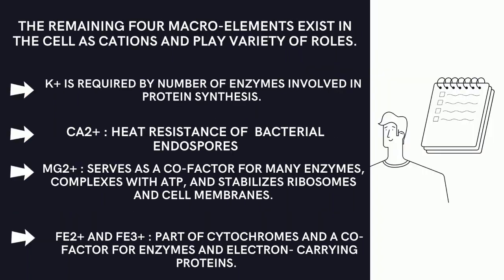Coming to the next four elements: potassium, calcium, magnesium, and iron. Potassium is required by many enzymes involved in protein synthesis, and calcium contributes to the heat resistance of bacterial endospores. Magnesium serves as a cofactor for many enzymes, complexes with ATP, and stabilizes ribosomes and cell membranes. Iron, Fe2+ and Fe3+, is part of cytochromes and a cofactor for enzymes and electron carrying proteins. So this is about macronutrients.